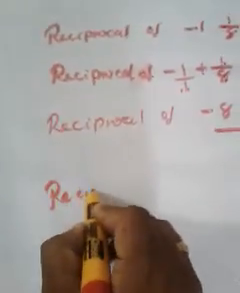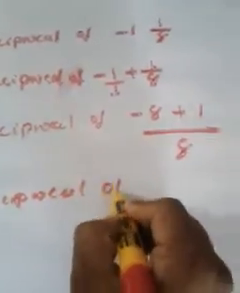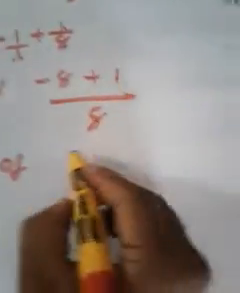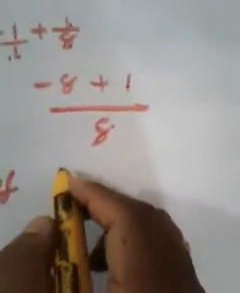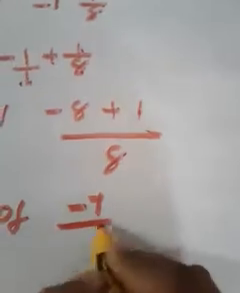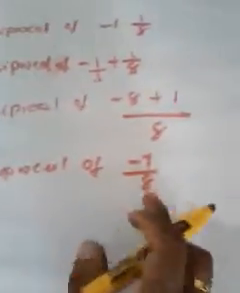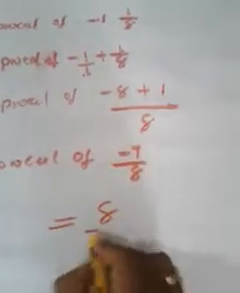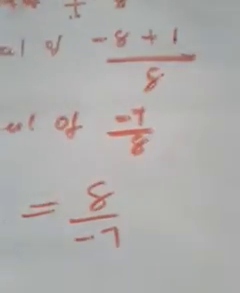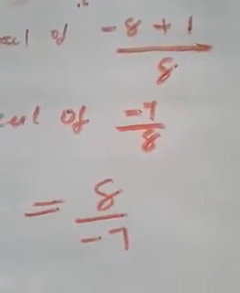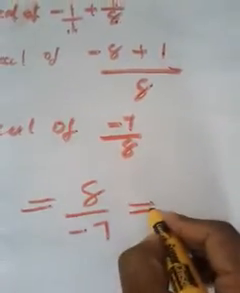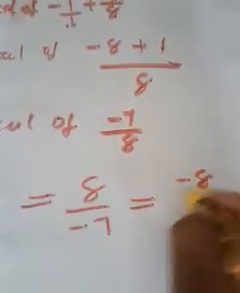So the reciprocal of this becomes the reciprocal of what? What is minus 8 plus 1? Minus 7 divided by 8. Now it became a proper fraction. So what is the reciprocal of minus 7 by 8? The answer is 8 by minus 7. Since the negative sign belongs to the denominator, you can move it to the numerator side. It becomes minus 8 by 7.